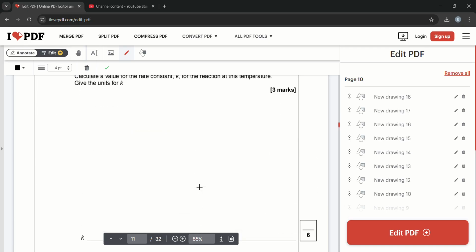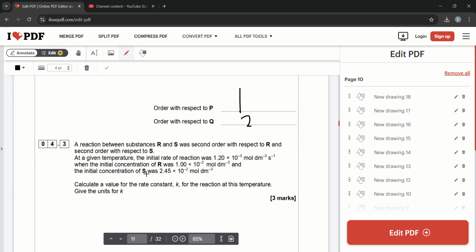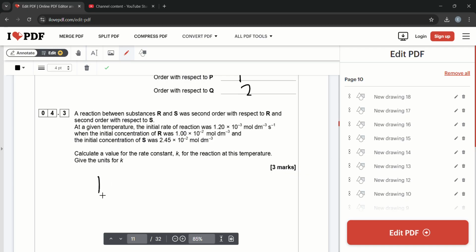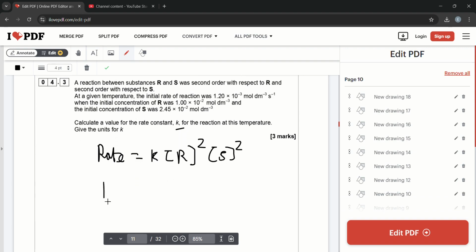And then the final part, question 4. The reaction between substances R and S was second order with respect to R and second order with respect to S. So let's write that down. Rate equals K, R squared, S squared. We're trying to find the rate constant K, or K is equal to rate divided by R squared S squared.